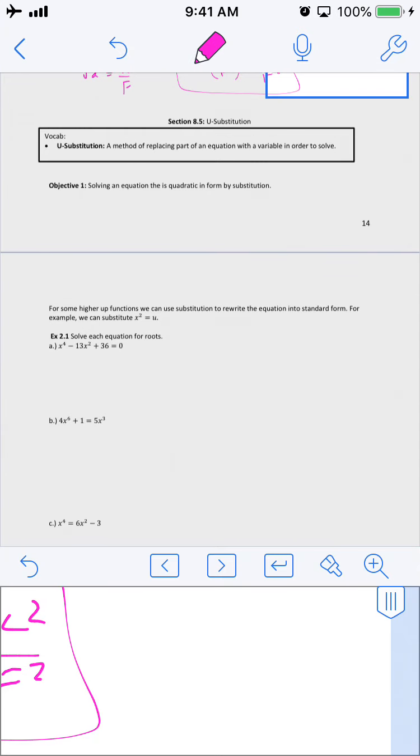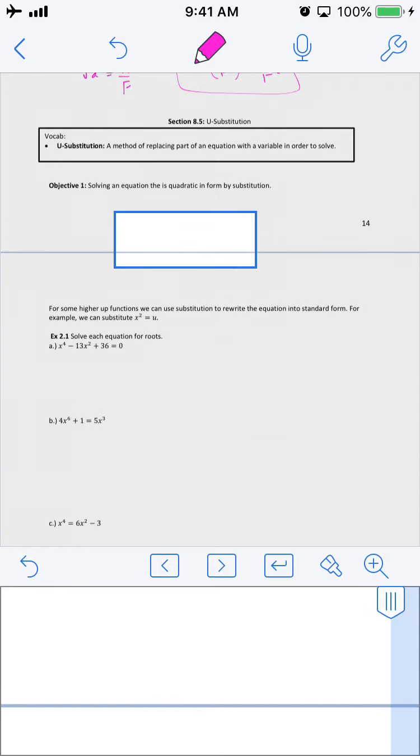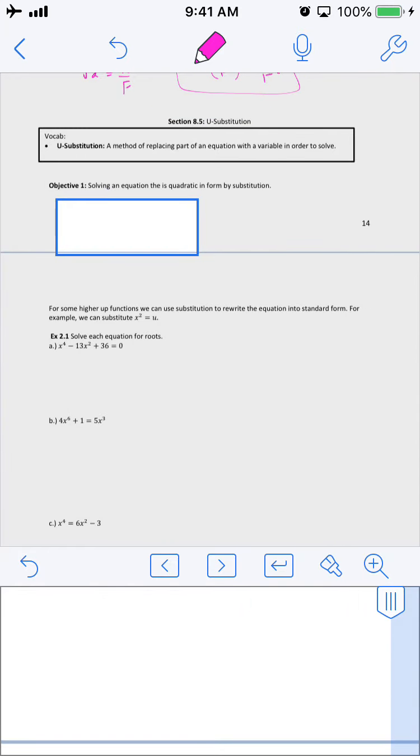Alright, welcome to section 8.5, U substitution. This is one of my favorite sections because it is super versatile. We have actually talked about this once already, way back in chapter 5, I believe, with factoring. It's something that people use a lot in calculus. It's a really big idea in calculus: you don't like what's currently there, so ditch it.